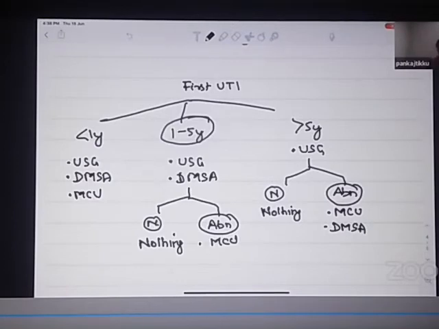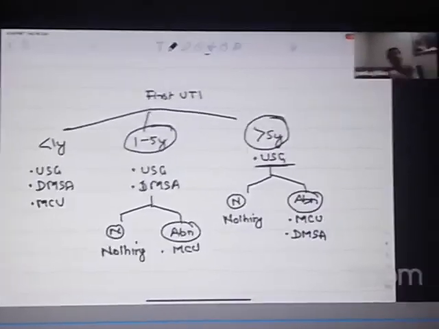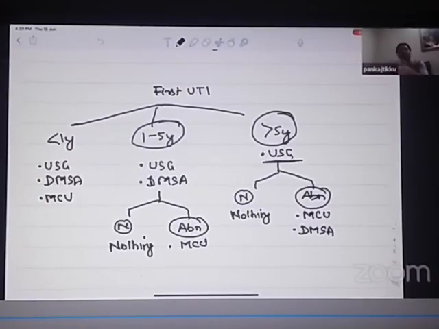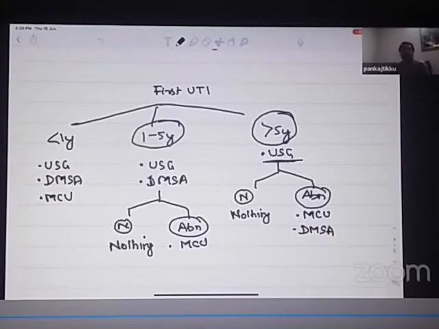7-year-old child with a UTI. Which investigation should be performed initially? Ultrasound, ultrasound and DMSA, ultrasound and MCU, ultrasound, DMSA and MCU. 7-year-old child is there, so the child will be in this group. You need to perform an ultrasound only first. Yes, if ultrasound is abnormal in a 7-year-old child, then you will perform an MCU and a DMSA.